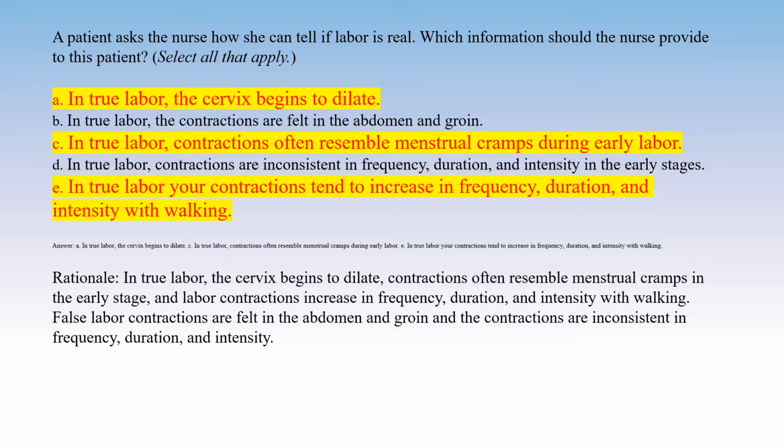Rationale. In true labor, the cervix begins to dilate. Contractions often resemble menstrual cramps in the early stage, and labor contractions increase in frequency, duration, and intensity with walking. False labor contractions are felt in the abdomen and groin, and the contractions are inconsistent in frequency, duration, and intensity.